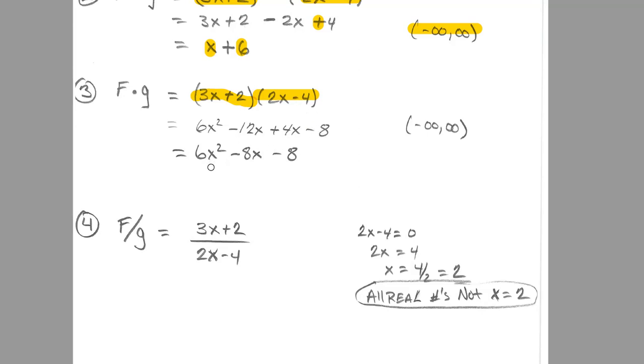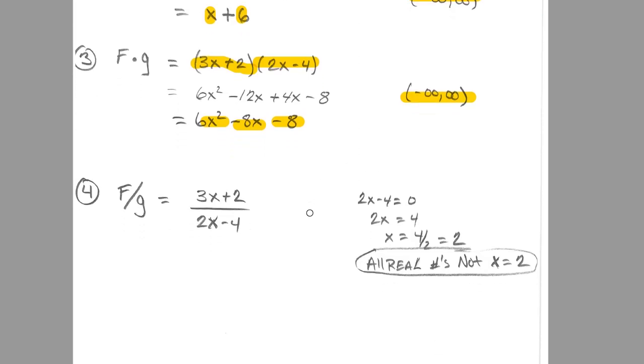So then I just combine those. 6x squared. Negative 12x plus 4x is negative 8x. And negative 8 is negative 8. And the domain for 6x squared minus 8x minus 8 is all real numbers, negative infinity to infinity.